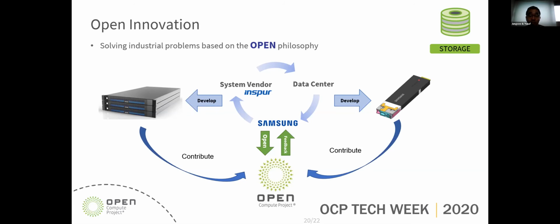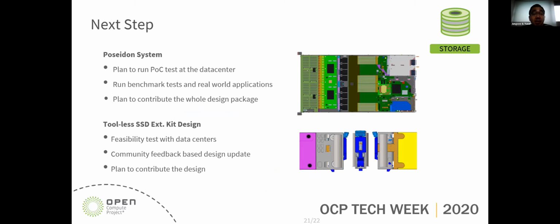We will open our development back to the community just as we got help from the community. So next step, we will run some real world application on top of the Poseidon hardware and software. Hopefully we also run some benchmark tests, especially for AI workload. For the toolless extension kit, we want to run some feasibility tests with the data centers. We really expect to have many feedbacks from OCP community so that we can improve our design. After finalizing the design, we will contribute the design to the OCP.